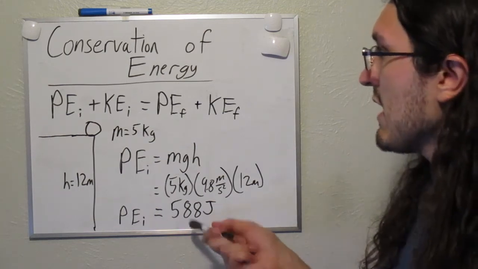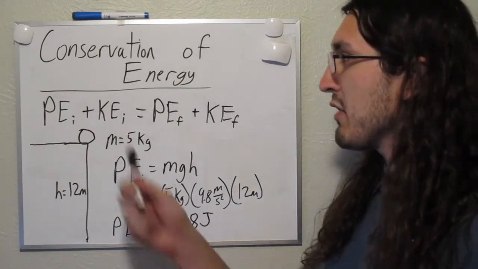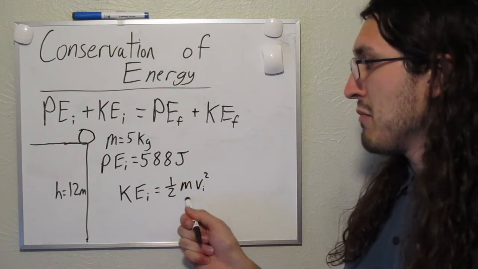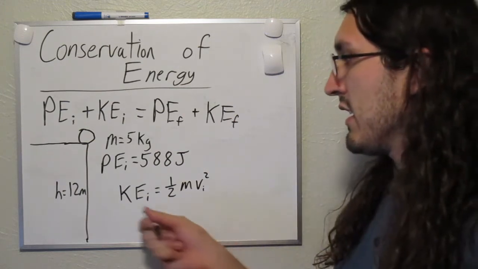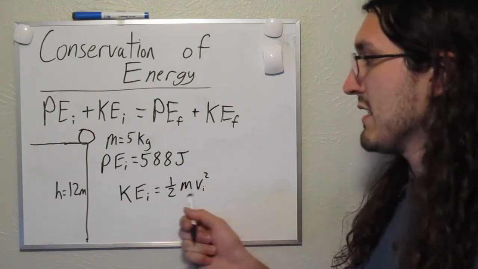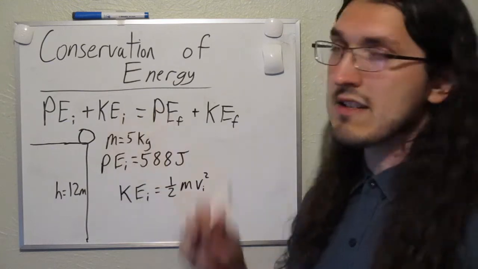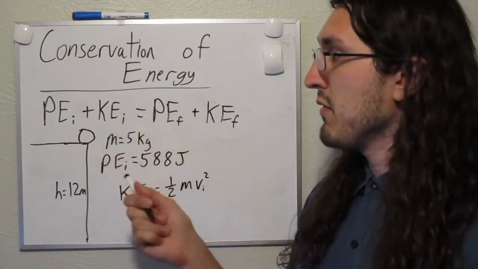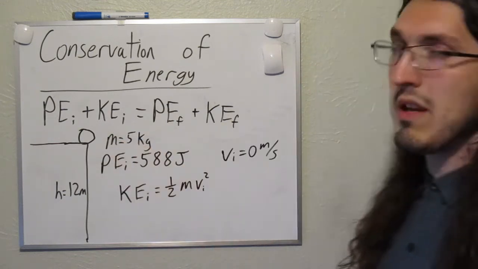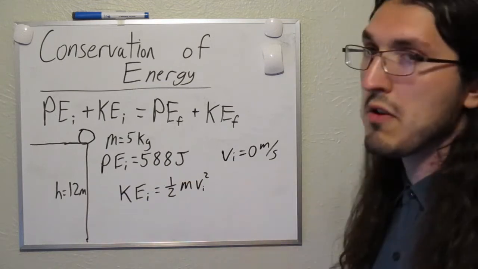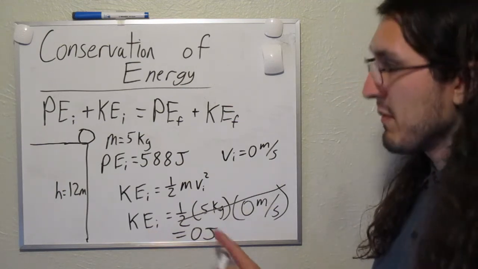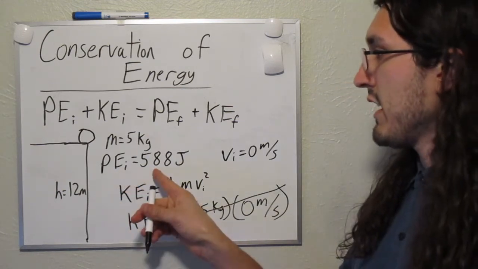I'm going to keep that to the side. Now that I know the initial potential energy, I'm going to try to figure out the initial kinetic energy. I know that kinetic energy is equal to 1/2 the mass times the velocity squared. And initially, the kinetic energy is going to have the initial velocity, so I put a little i to notate initial there for velocity. As I said before, we're assuming that at the top of the hill the ball is not moving yet, so it has a velocity initial of 0. Because it has no motion yet, anything times 0 is 0, so the kinetic energy is going to be 0. So my kinetic energy initial is 0 joules, my initial potential energy is 588 joules.